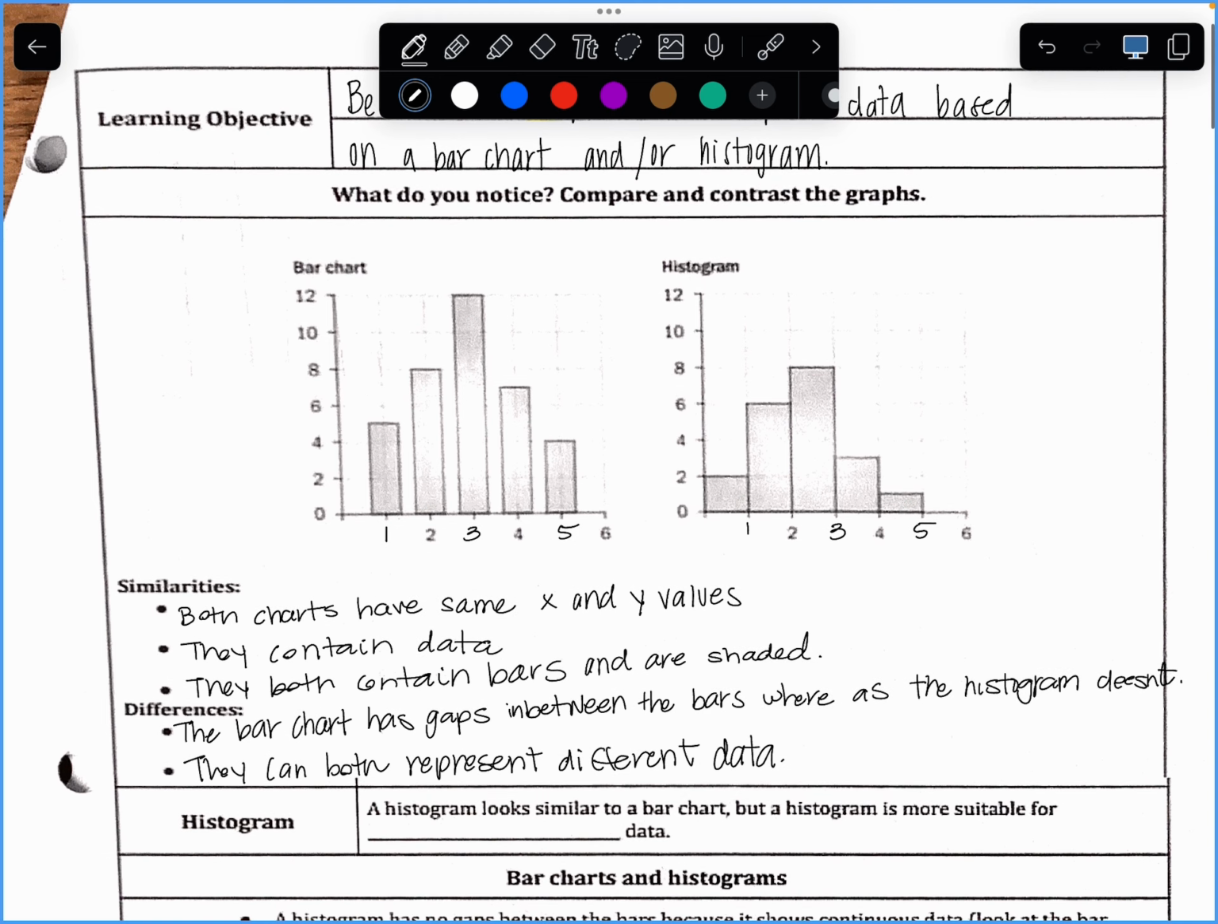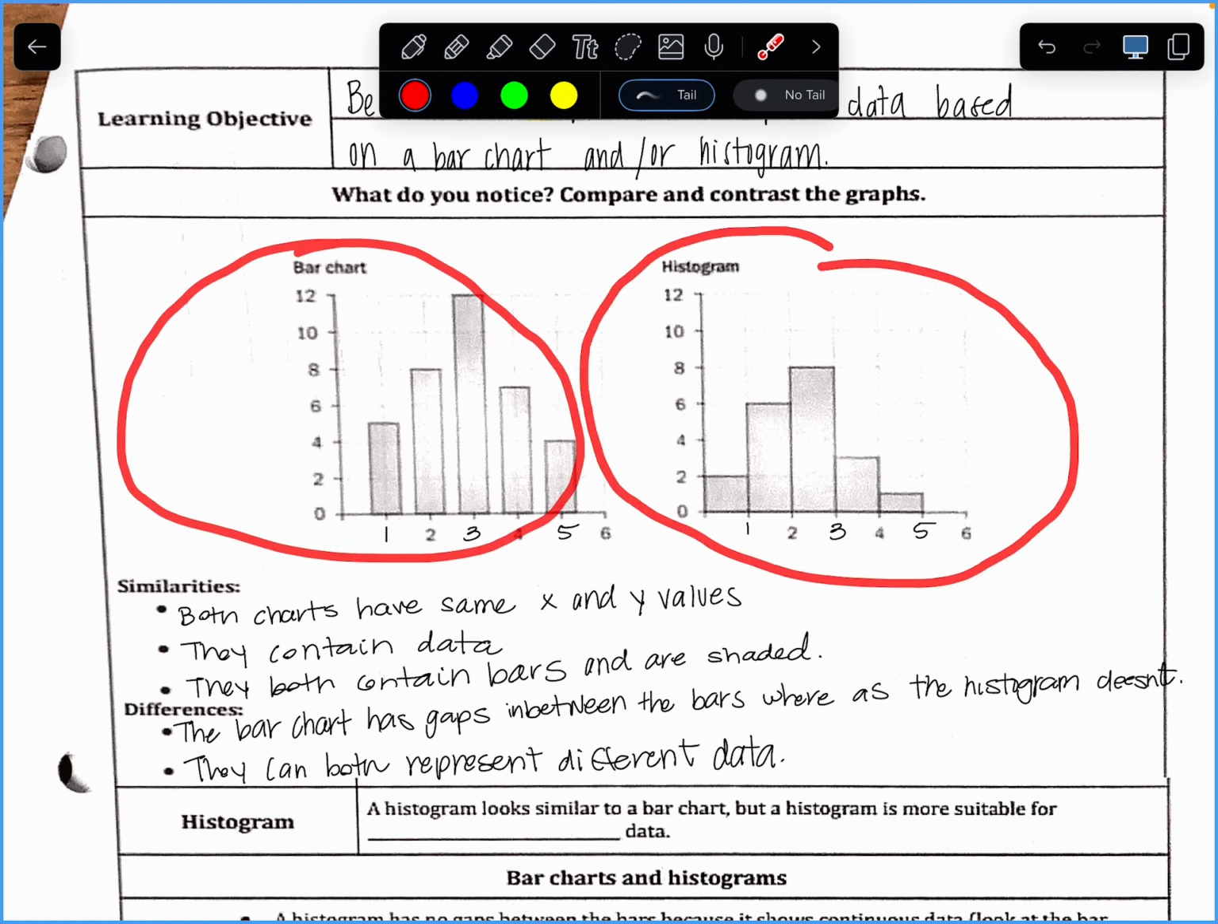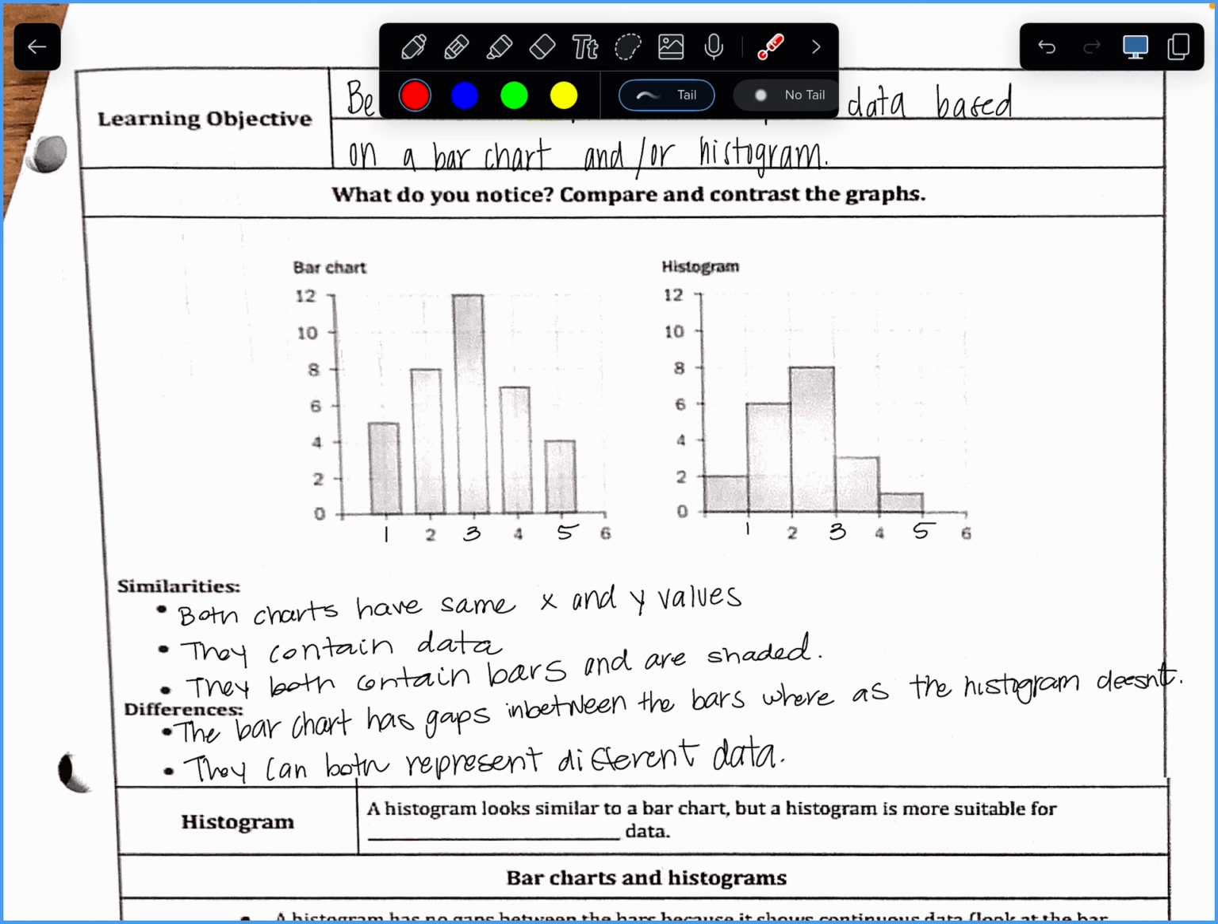Pretty much the lesson for today is which one of these represents continuous data and which one of these represents discrete data. Bar chart represents discrete and the histogram represents continuous. So you're telling me this is discrete. Let's write that down. Do you guys agree? Yeah. Why do you guys agree?